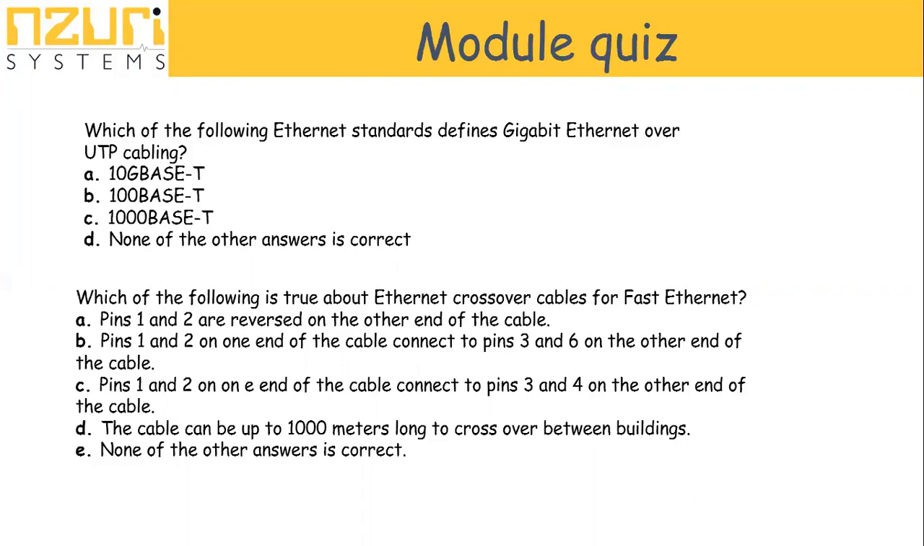So now the next question says, which of the following is true about Ethernet crossover cables for Fast Ethernet? Pins 1 and 2 are reversed on the other end. Then pins 1 and 2 on one end of the cable are now free.